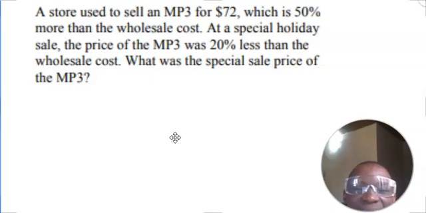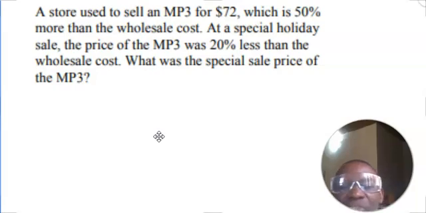This SAT percentage question is looking tricky. A store used to sell an MP3 for $72, which is 50% more than the wholesale cost. At a special holiday sale, the price of the MP3 was 20% less than the wholesale cost. What was the special sale price of the MP3?